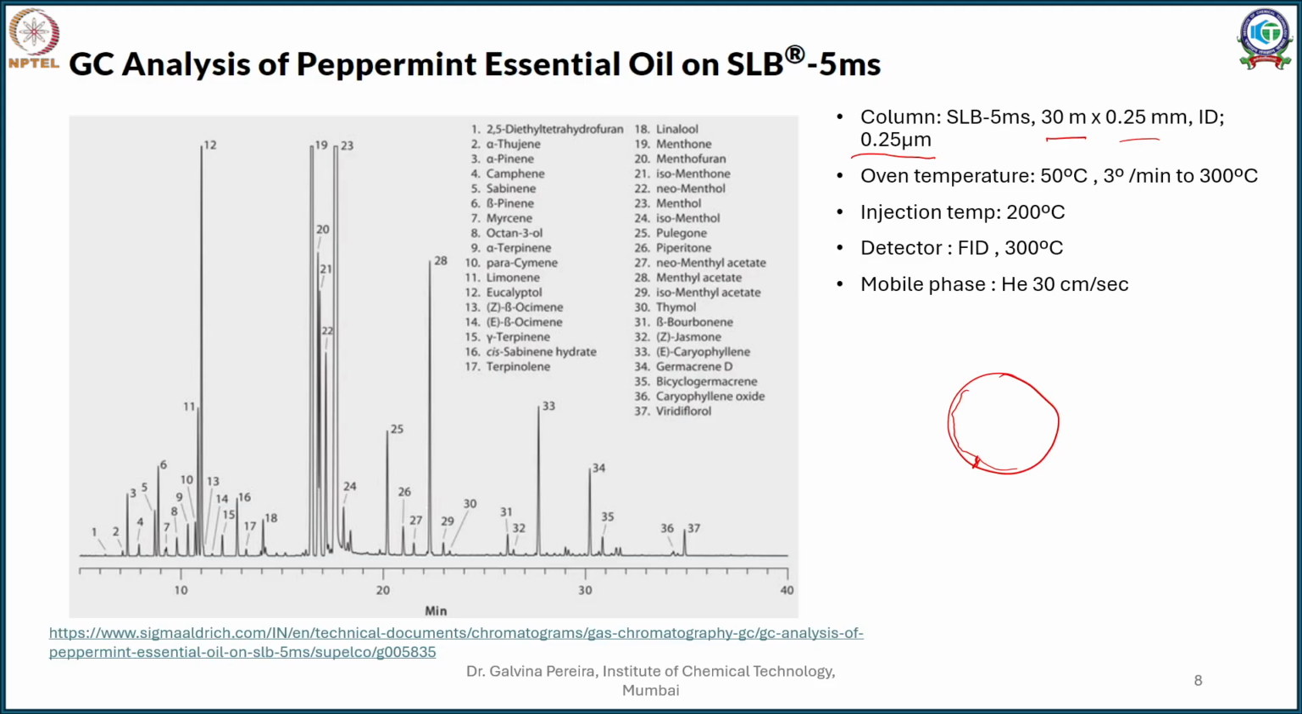So after splitting, you start with a temperature of 200 degrees Celsius. That's your injection temperature, and there most of your compounds will volatilize. Now if you see your column oven, your column is located inside the oven and your starting temperature is 50 degrees Celsius. So all your compounds will start getting heated and mobilizing from this point, and it is continuously being heated at the rate of 3 degrees Celsius per minute.